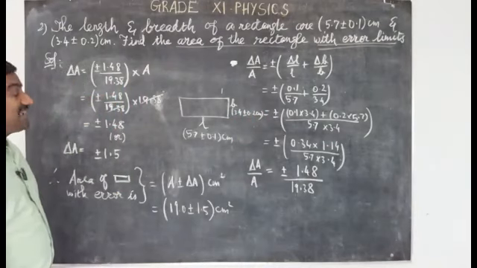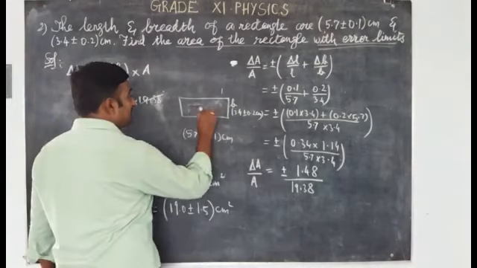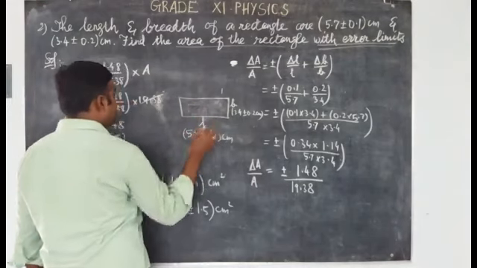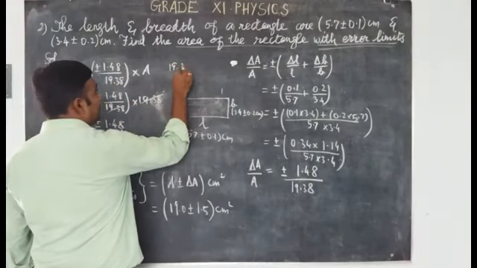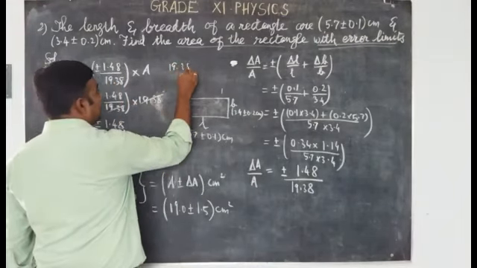So first we calculate the area of the rectangle. Area of the rectangle is length into breadth. So length into breadth, we get 19.38 centimeter square. Rounding off to the second decimal, it becomes 19 centimeter square. So this is the area. Next, we need to calculate the error.